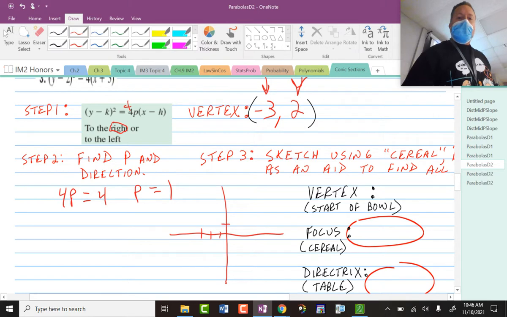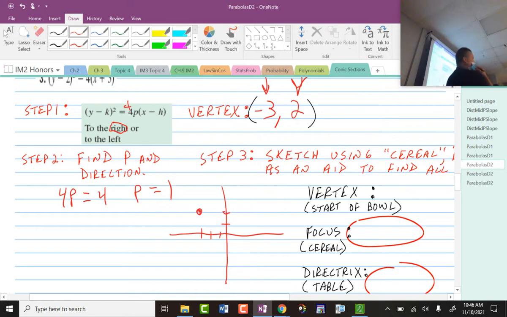Negative 3 comma 2 is right here. So I have the vertex here so I can conceptualize that there's my vertex, and then I know what to do next. How far do I move? 1. Which way do I move for the focus? Right, left, up, or down? 3, 2, 1, go.